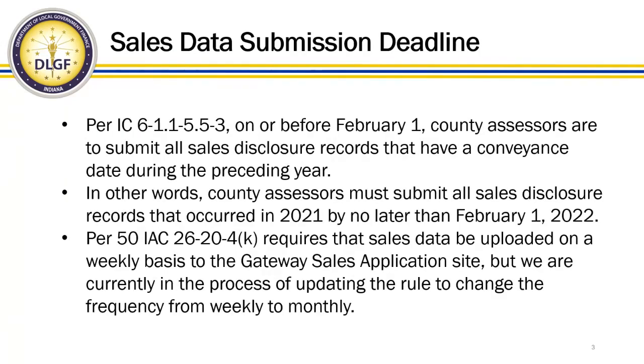So in terms of a deadline to keep in mind when thinking about sales disclosure data, that date is February 1st. Per Indiana code 6-1.1-5.5-3, on or before February 1st, county assessors are to submit all sales disclosure records that have the conveyance date during the preceding year. So what that means for your 2021 sales, you have until February 1st of 2022 to submit all sales that occurred in 2021.